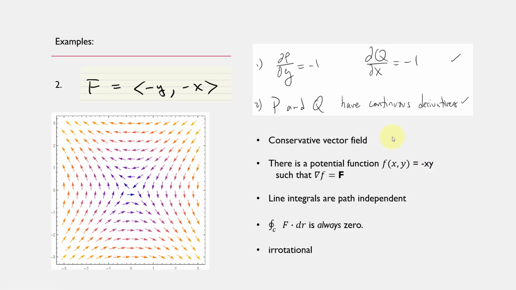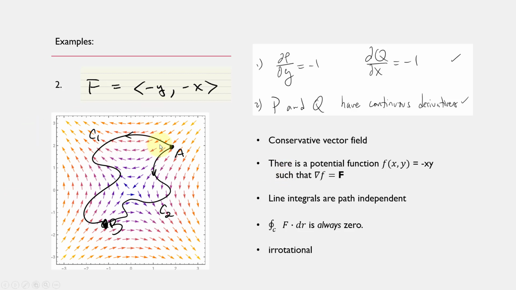If a field is conservative, then line integrals are path independent. So, for example, if you pick some arbitrary point A and some other arbitrary point B in this field and computed line integrals from A to B, but you use different paths, the answer would come out the same. That's what it means by path independent. The answer is independent of the path. Whatever path you pick, the answer will be the same.